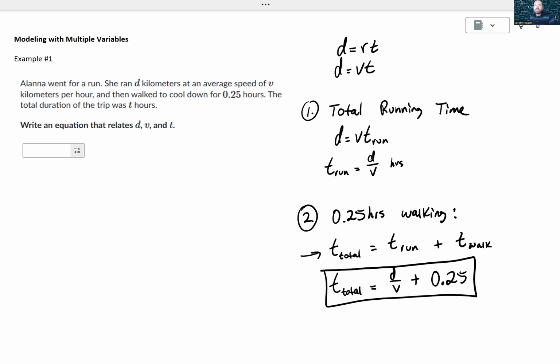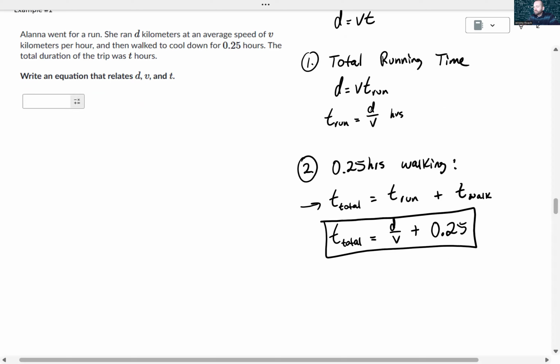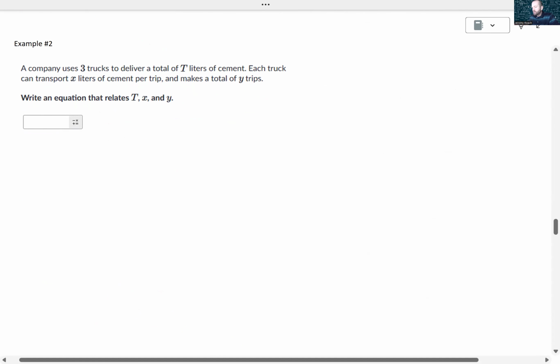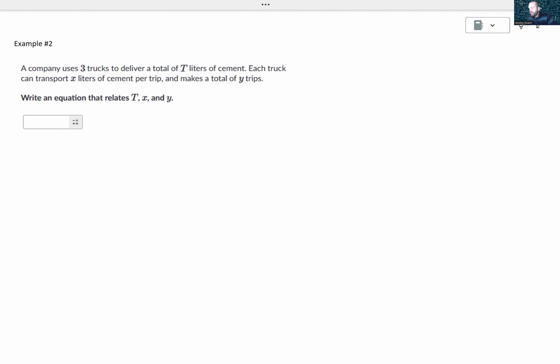All right, let's take a look at another one. The company uses 3 trucks to deliver a total of T liters of cement. Each truck can transport X liters of cement per trip and makes a total of Y trips. Write an equation that relates T, X, and Y.